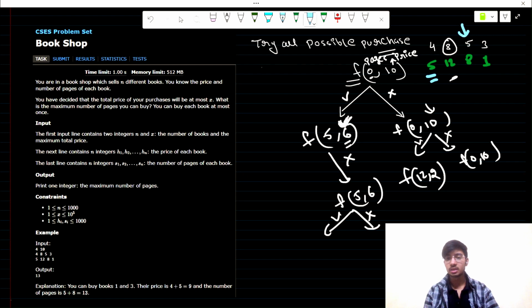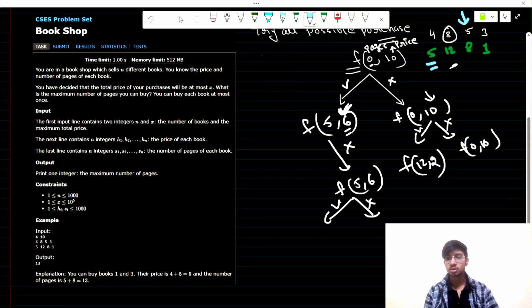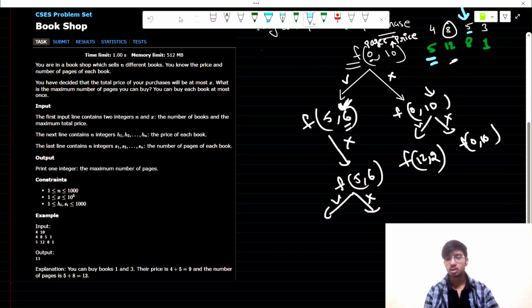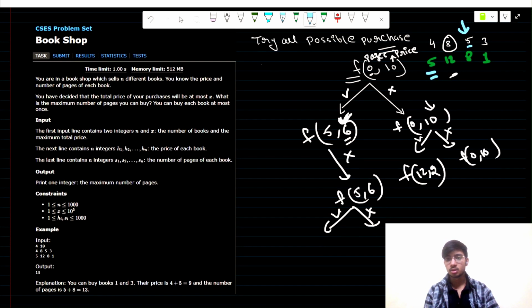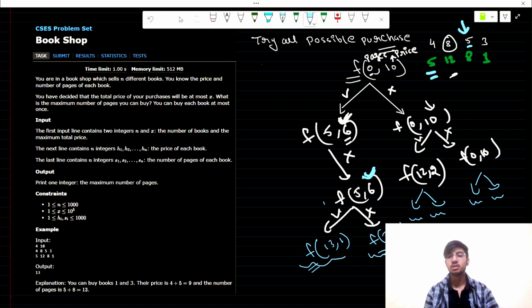Now again you have two choices: pick or not pick. Yes, you are definitely going to pick it because the price is 5 and the at most price is 6, so you can buy it. If you buy it, the number of pages is going to be 13 and the at most price is going to be 1. If you do not pick it, it remains the same. Now whichever is maximum among these will be our answer.